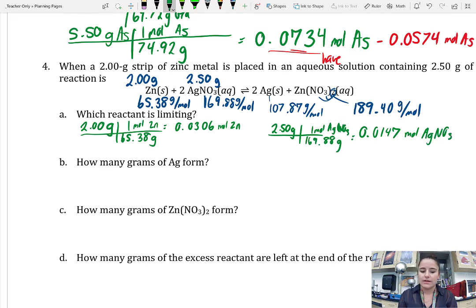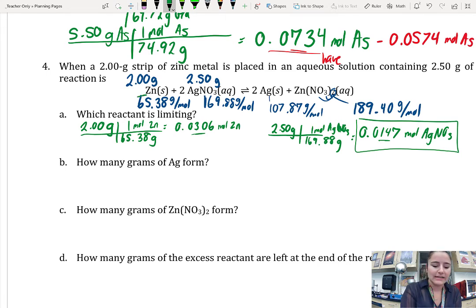Okay, now I know that I need twice as much silver nitrate as I need moles of zinc, but I actually have like twice as much zinc as I have silver nitrate. So which one's going to be my limiting reactant? Which one am I going to run out of first? I'm going to run out of the silver nitrate way before I run out of the zinc. So the silver nitrate is my limiting one. One, I have less of it, and two, I need more of it because of that 1:2 ratio. So that's going to be the one that limits the formation of my product.